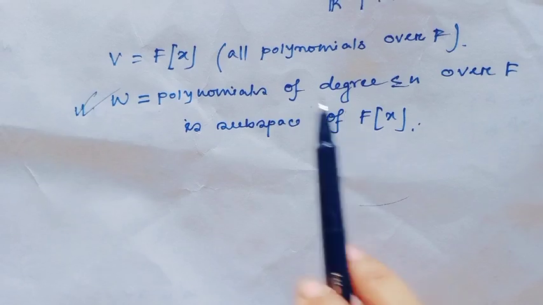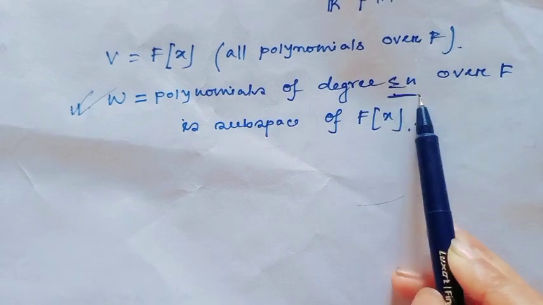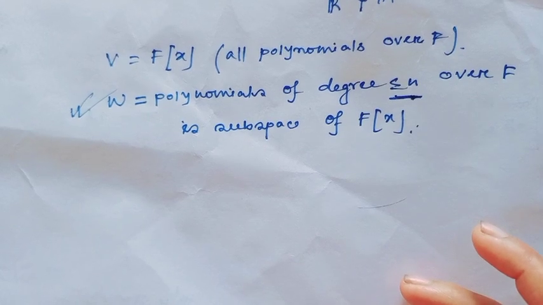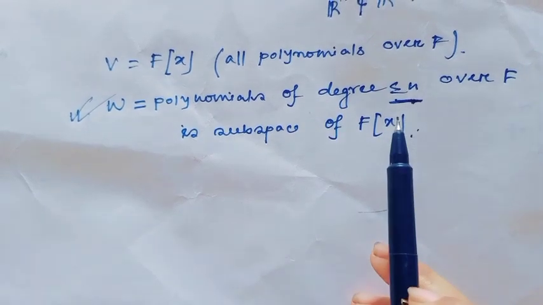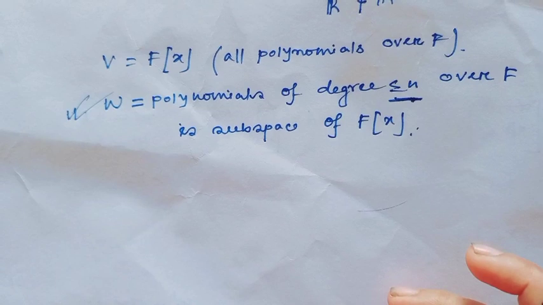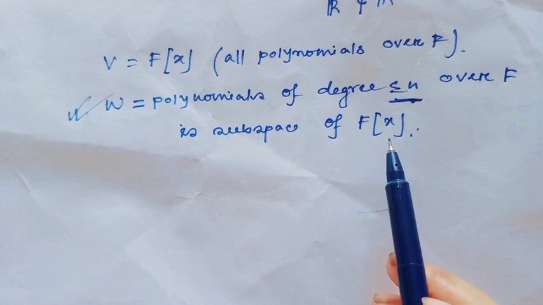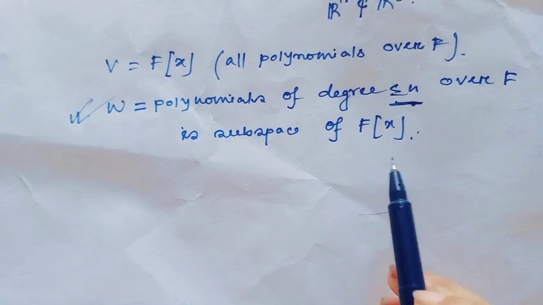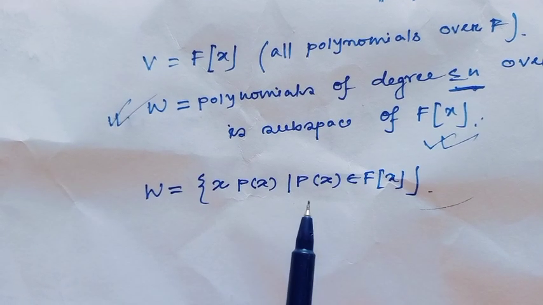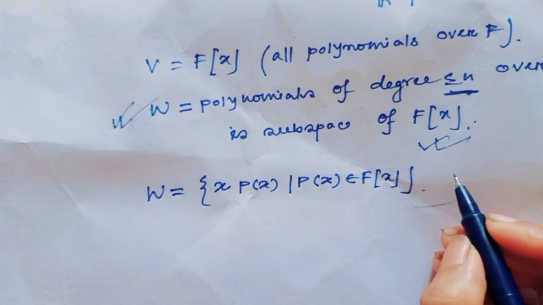Here W is a subspace of F[x] because I have considered degree less than or equal to n. The sum of two polynomials whose degree is less than or equal to n always belongs to W, and scalar multiplication of a polynomial whose degree is less than or equal to n also belongs to W. So W is a vector subspace of F[x].